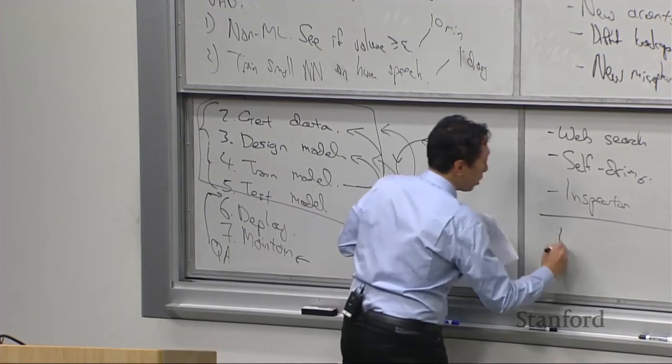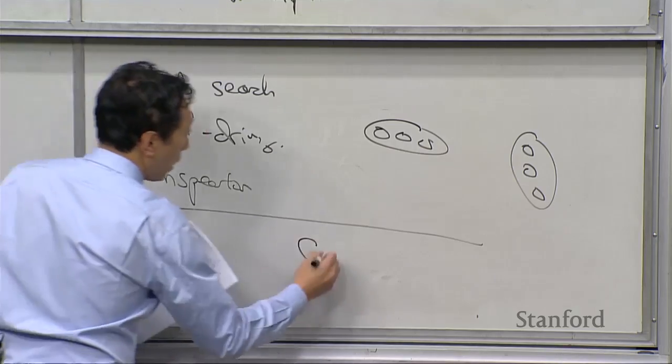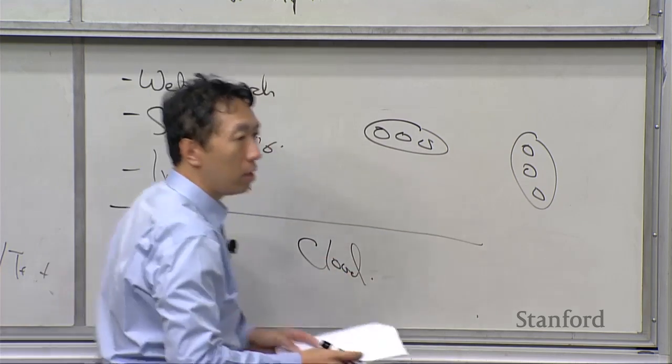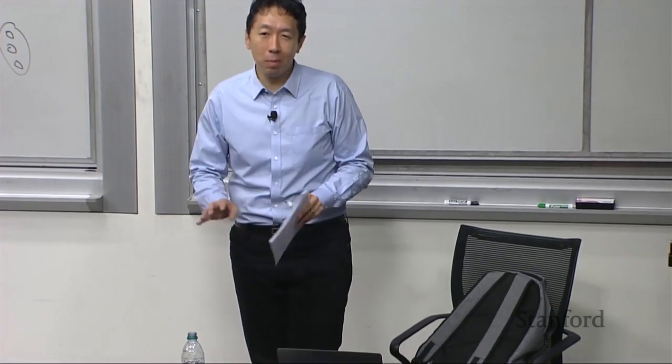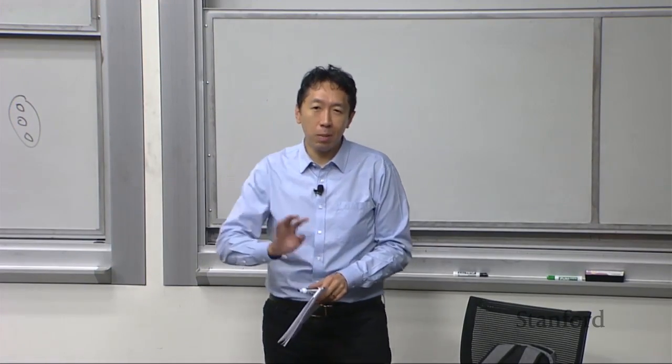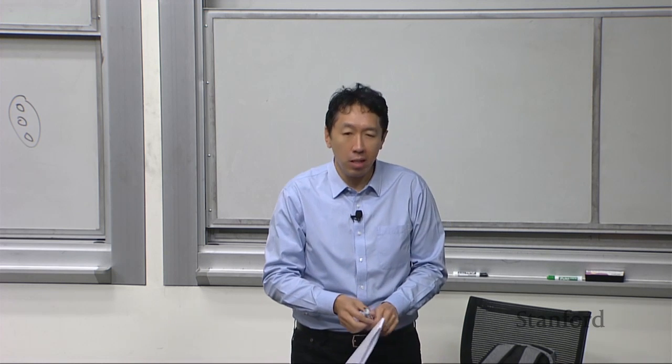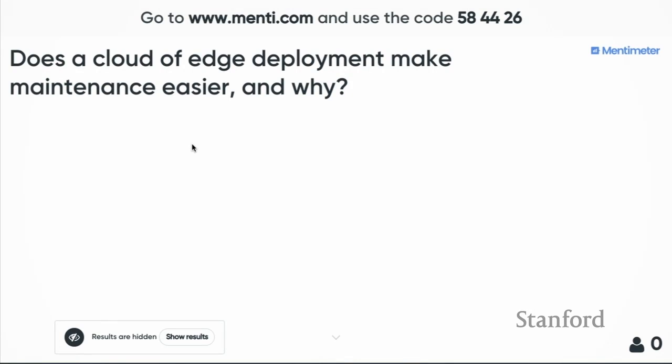We talked about edge deployments as well as cloud deployments. Ignoring issues of user privacy and latency, which are super important, but for purposes of this question, let's put those aside. If you need to maintain the model, maintenance means updating the model even as the world changes. Oh, sorry, I mistyped. It should be: does a cloud or edge deployment make maintenance easier?